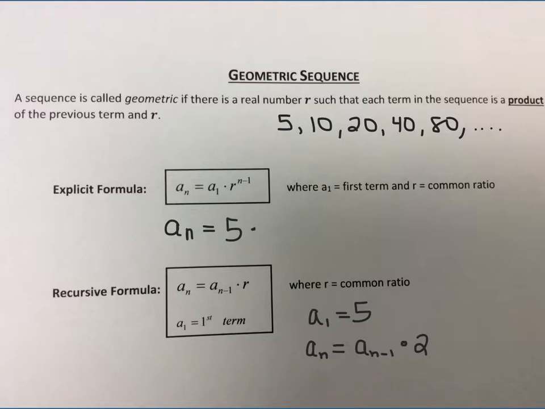I know they put a multiplication dot here. I usually like to just put my 2 in parentheses. So I'm going to put this r in a parenthesis, and we're going to raise that to the n minus 1 power. So this would be my explicit formula, and this would be my recursive formula. And we're going to take a look at a bunch of examples in this packet where you have to go back and forth between the explicit formula and the recursive formula.